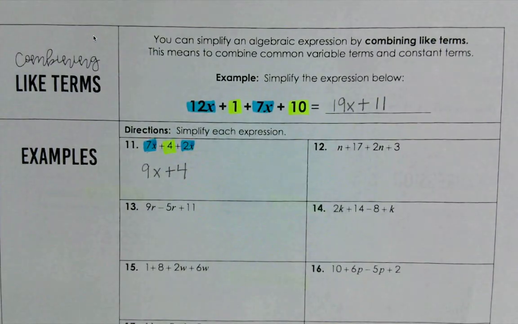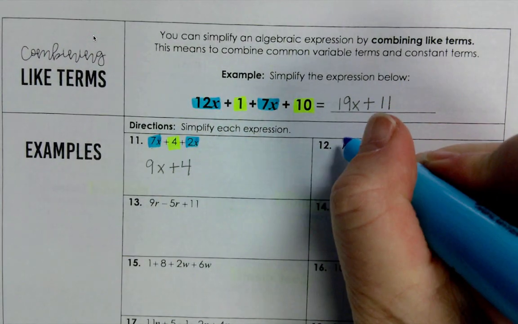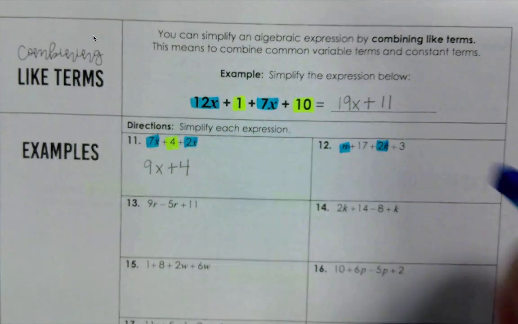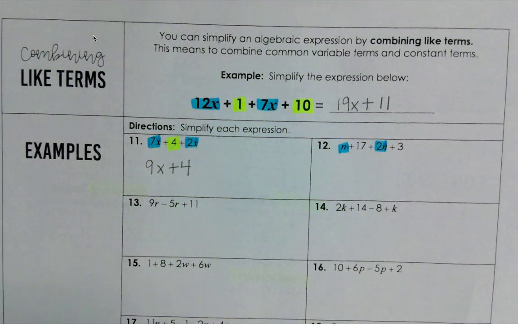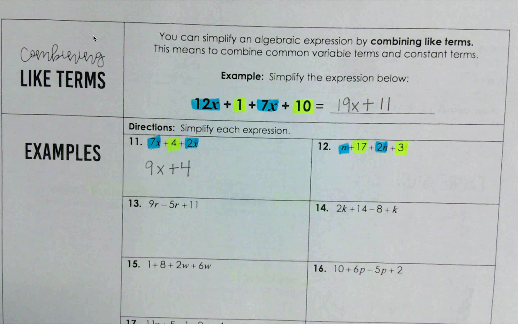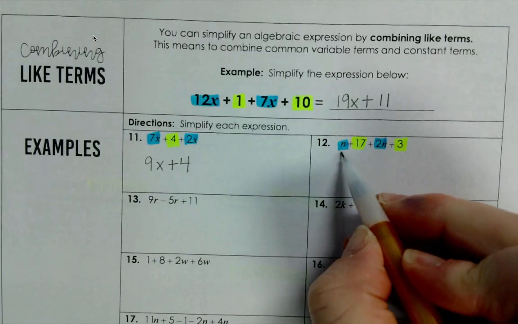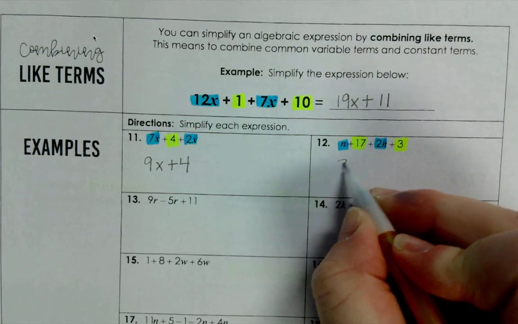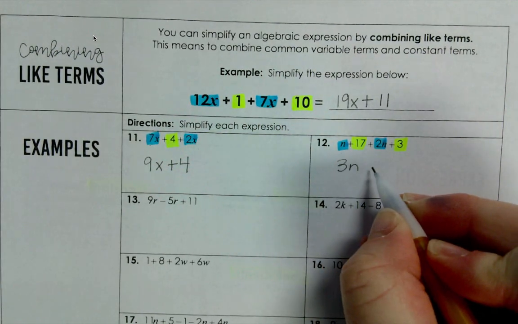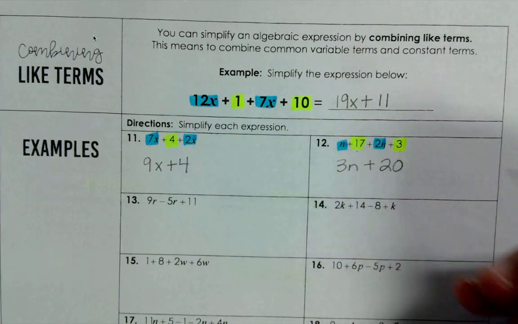Okay. Number 12, I have n. I have 2n. Okay. Then I have my constant 17 and my constant 3. So if I have 1n and I add 2 more, I have 3n. And then I have 17 plus 3 is 20. Okay.